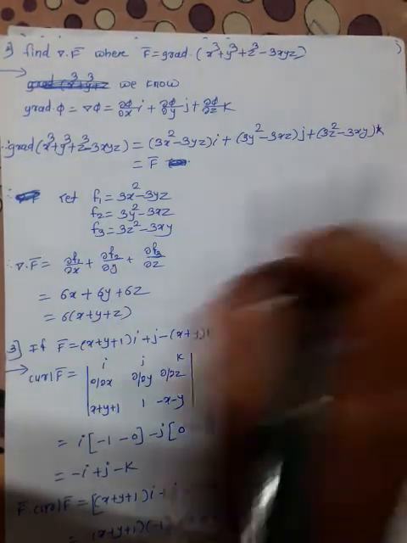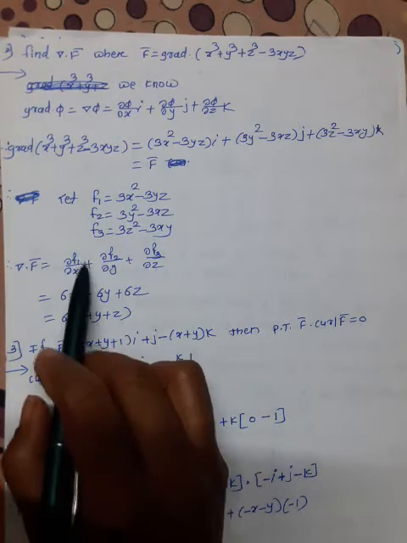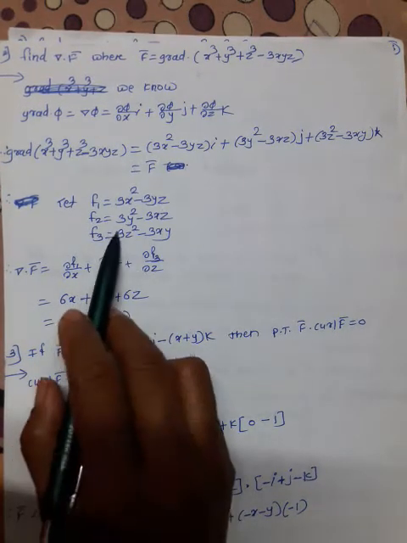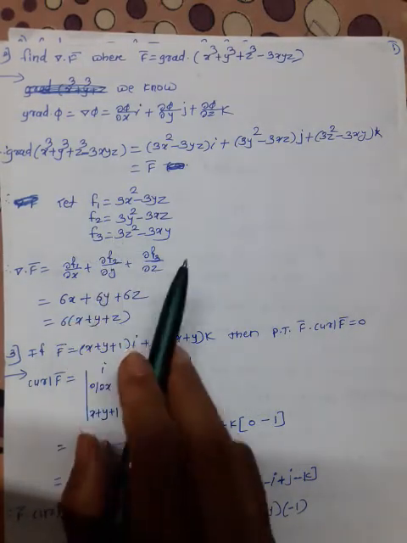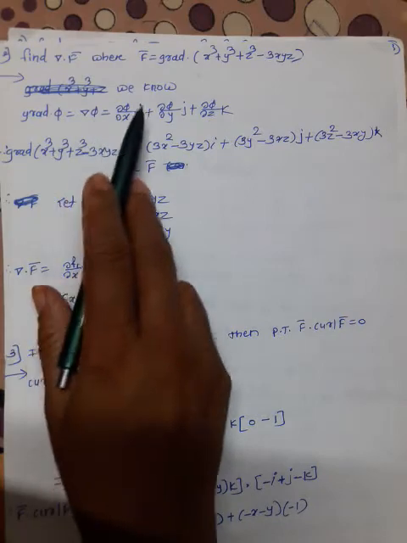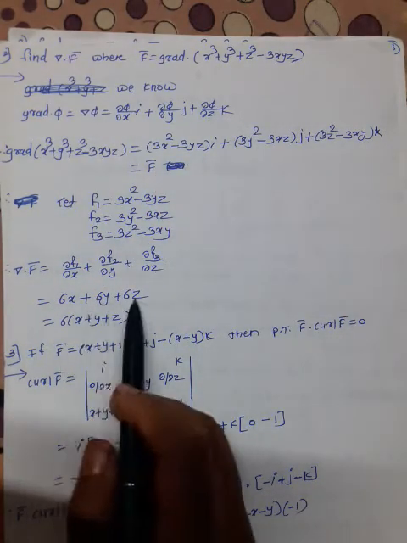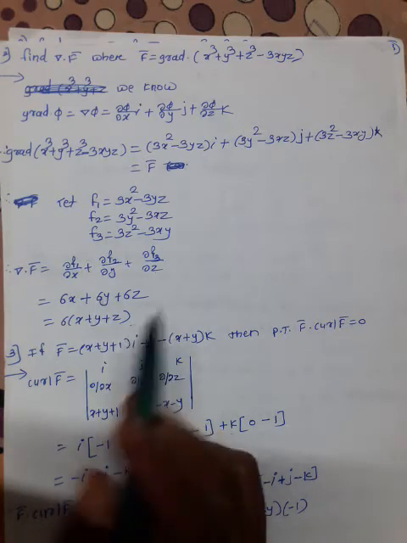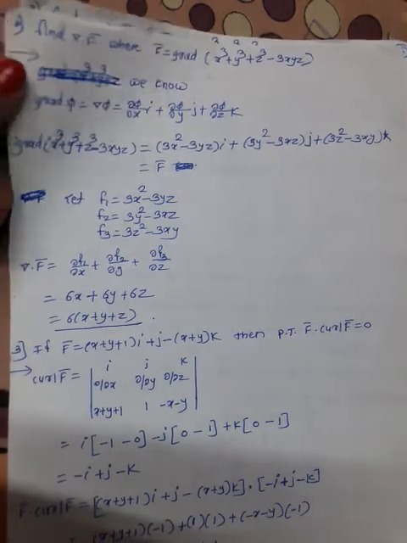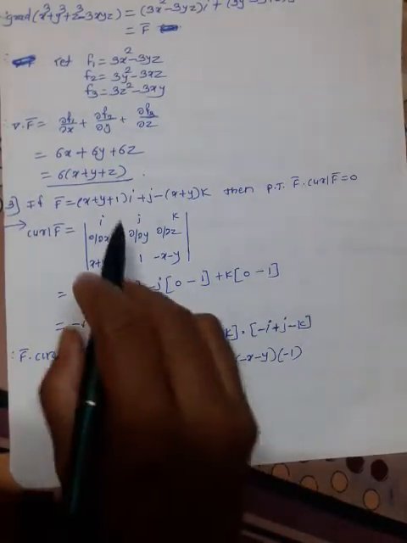Now del dot f bar is by definition this. Put in the values: derivative of f1 with respect to x, f2 with respect to y, f3 with respect to z. It doesn't contain i j k, while the gradient contains i j k. Now take 6 common. The answer is this.